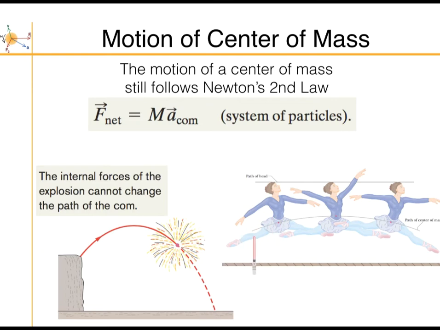And same with the ballerina here. When they jump up in the air and their arms and legs flail around, even though different pieces are moving around, the path of her head is kept constant just by stretching in the right ways, but the center of mass still follows a parabola.